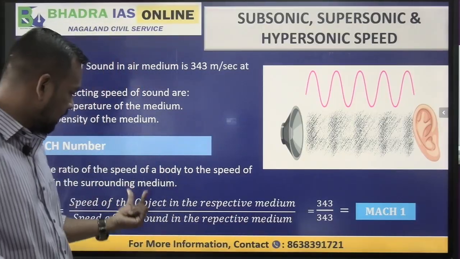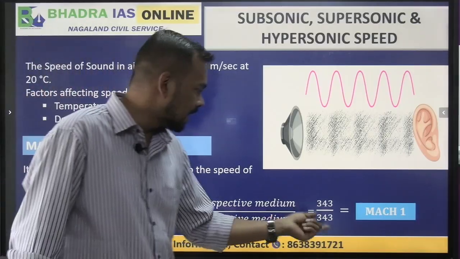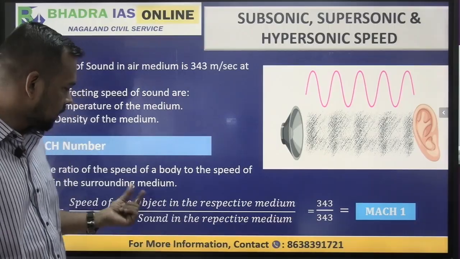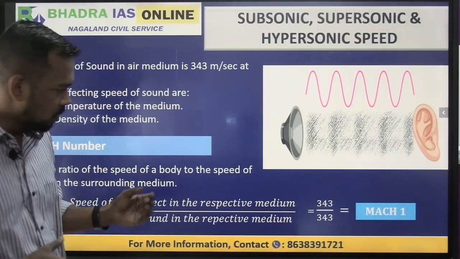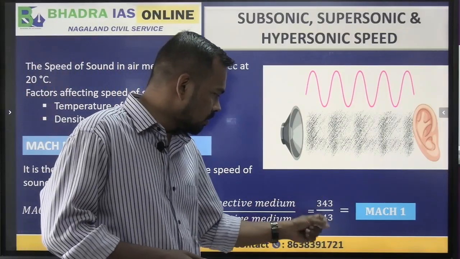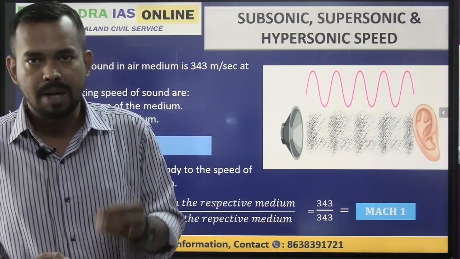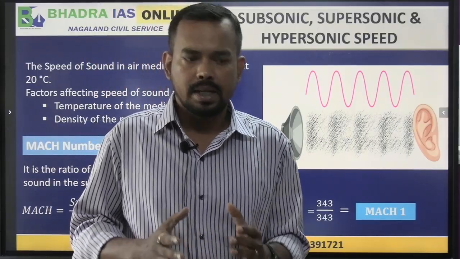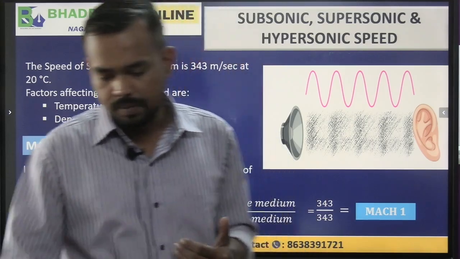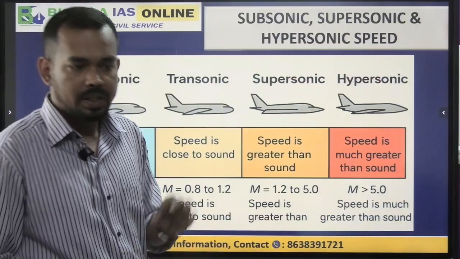Since we have already calculated that the speed of sound is 343, suppose the object is also traveling at the same speed as sound. Then what will happen? We will have 343 by 343, that will cancel out and we will get Mach 1, and Mach 1 is basically known as the speed of sound, or else we can say it is sonic.